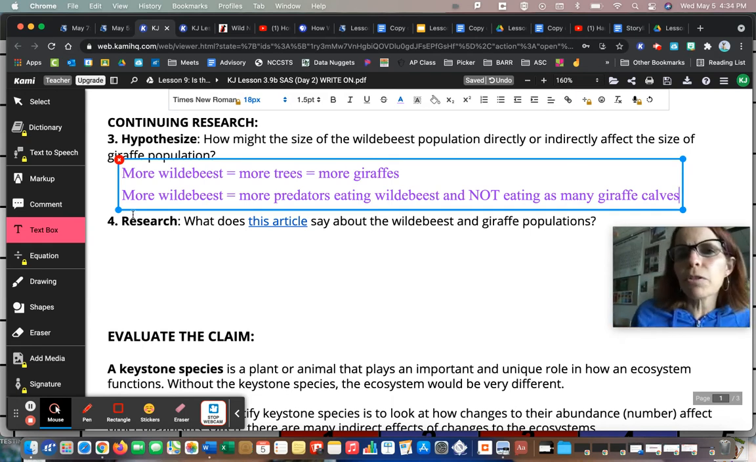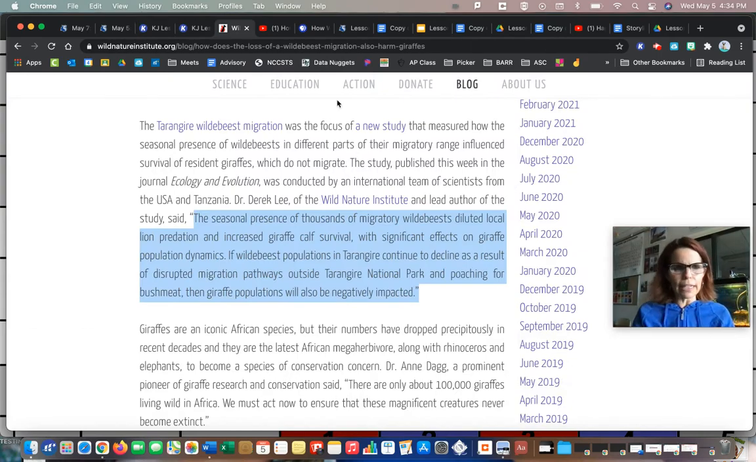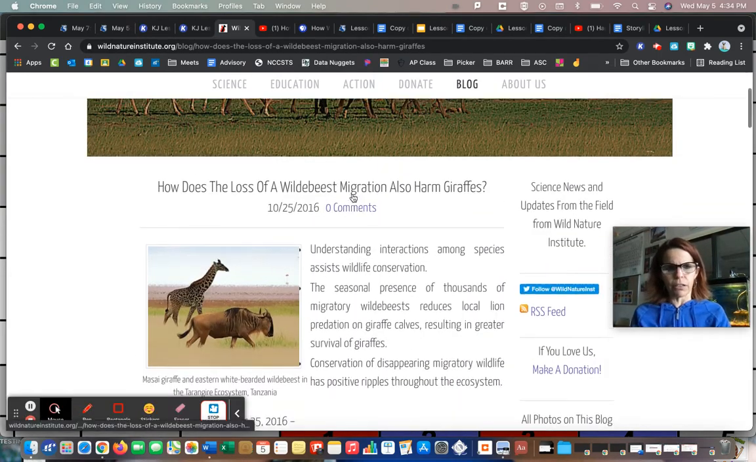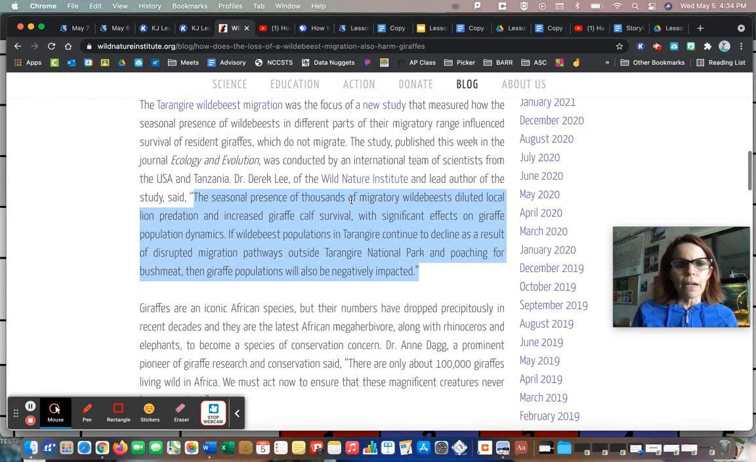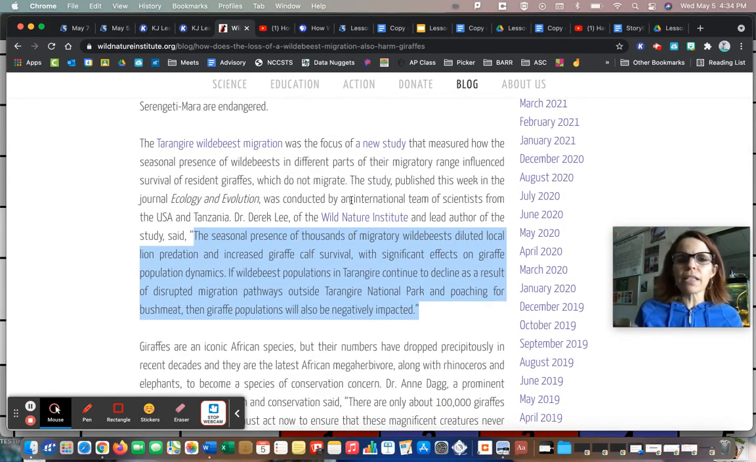All right, so let's double check. We've got some hypotheses. What does this article say about the wildebeest and giraffe populations? I've got the article pulled up right here. This is what the article looks like. I even highlighted the section I wanted us to focus on. There was a scientific study, published this week in the Journal of Ecology and Evolution from a team of international scientists from the USA, Tanzania, and more.